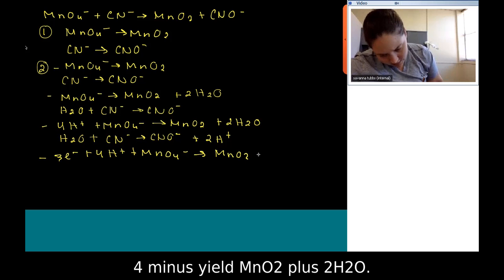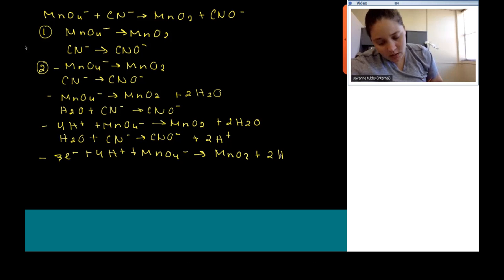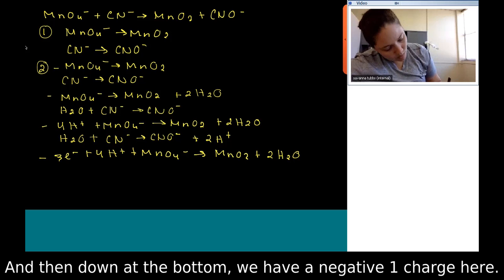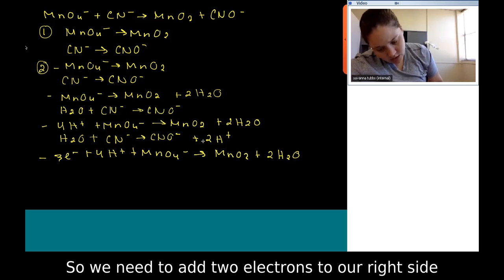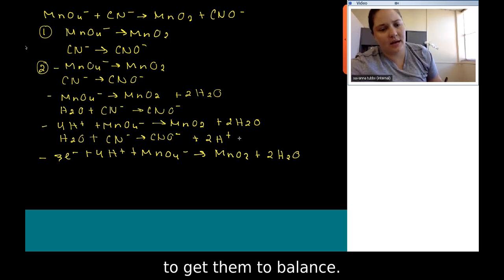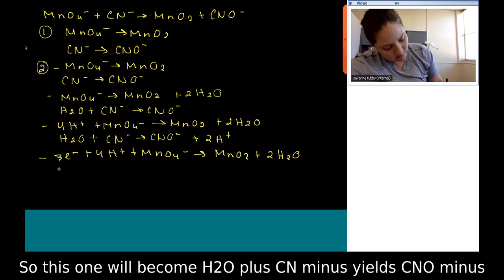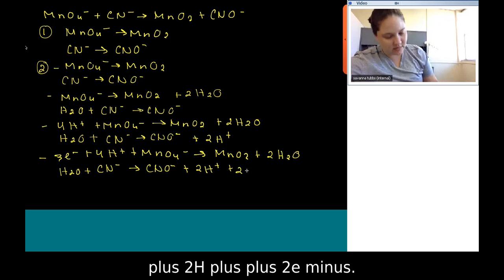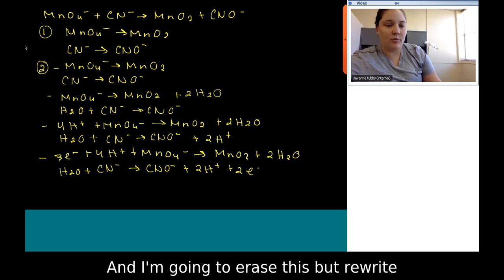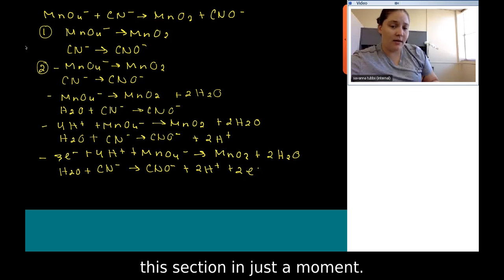MnO2 plus 2H2O. And then down at the bottom, we have a negative 1 charge here, but we have a negative 1 and a plus 2 here. So we need to add 2 electrons to our right side to get them to balance. So this one will become H2O plus CN minus yields CNO minus plus 2H plus plus 2e minus. And I'm going to erase this, but rewrite this section in just a moment.